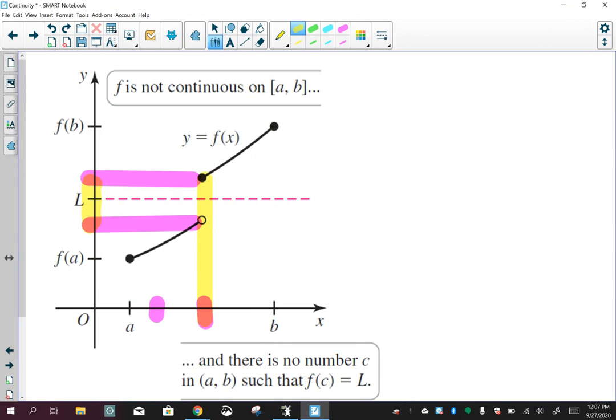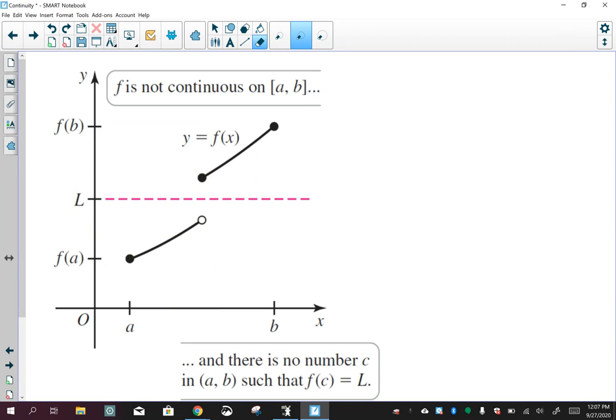Okay, so we're not continuous, and so therefore we're not going to have a C. We can't put a C value on here because there might be a possibility that I might run into this piece right here. Okay.